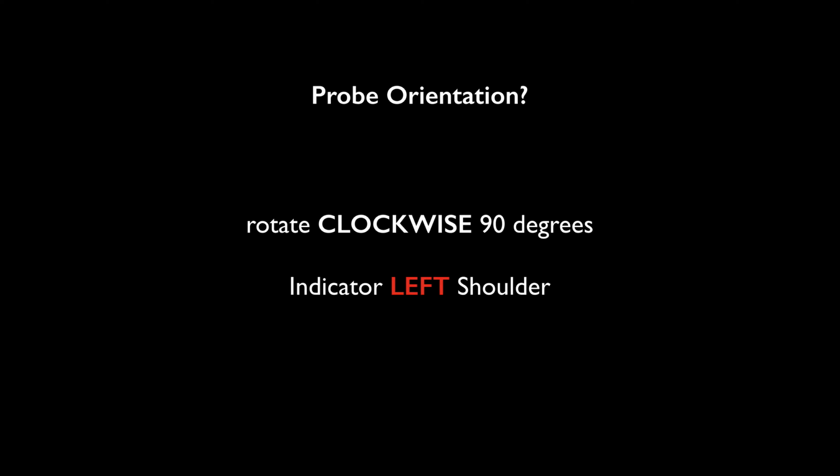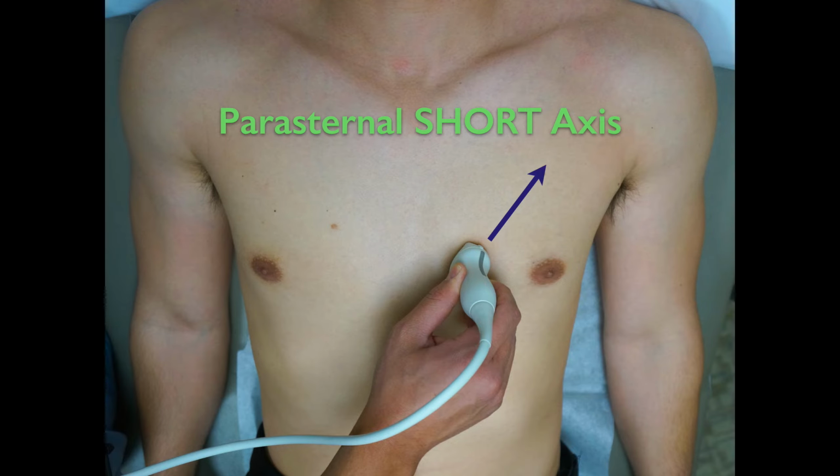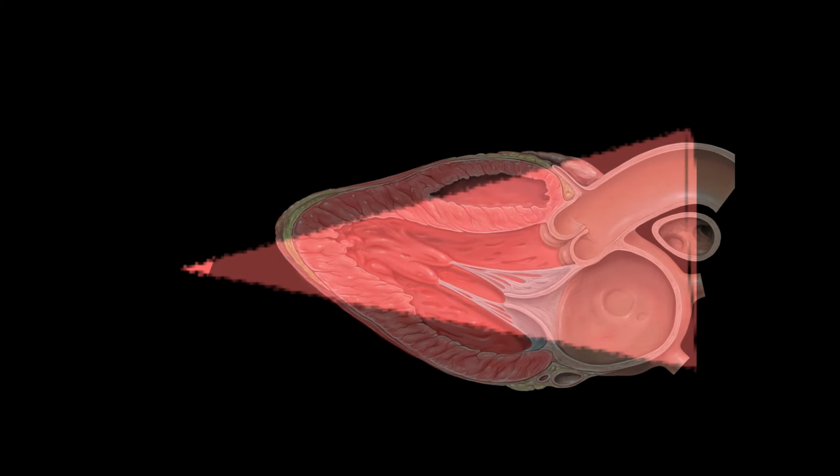The second view you want to obtain is a parasternal short axis view. To obtain that, you rotate your probe clockwise 90 degrees after you get the parasternal long axis view. So now the indicator is towards the left shoulder. Initially it's towards the right shoulder, and now it's towards the left shoulder.